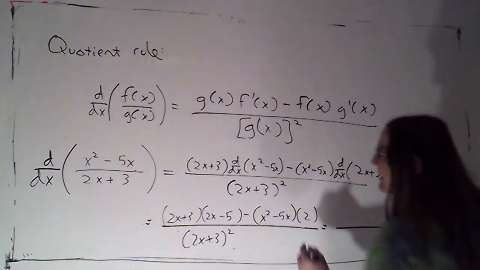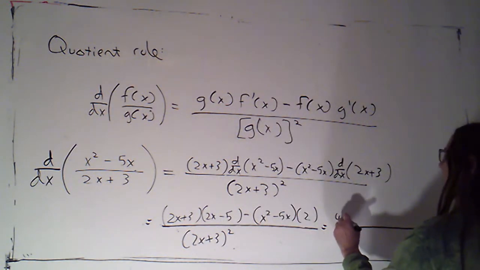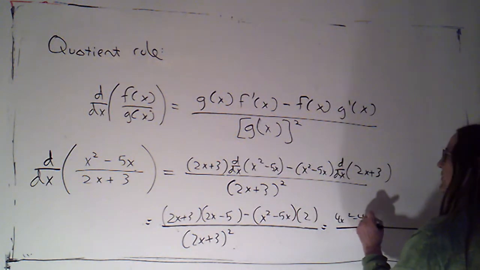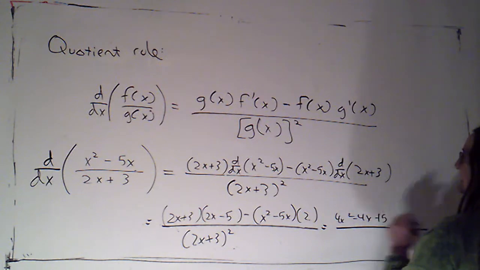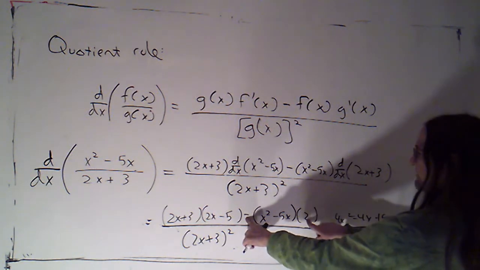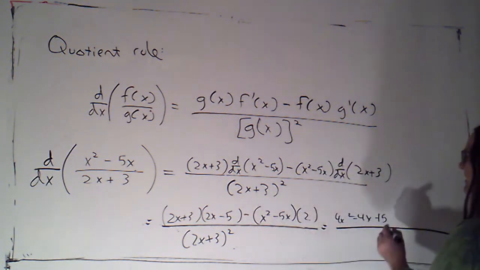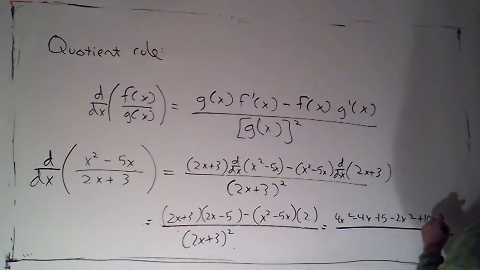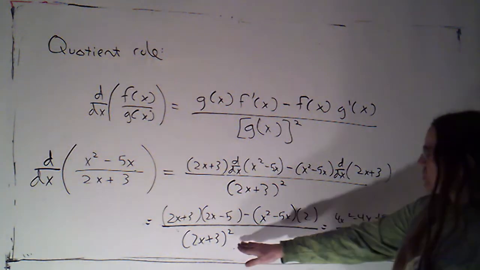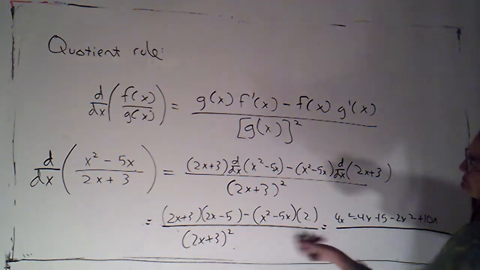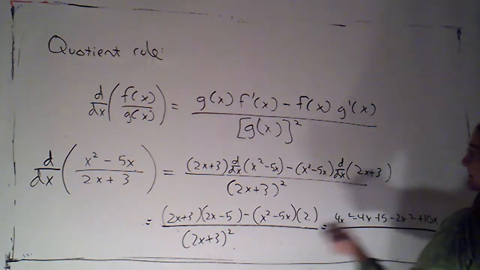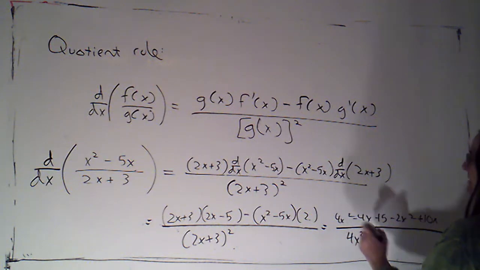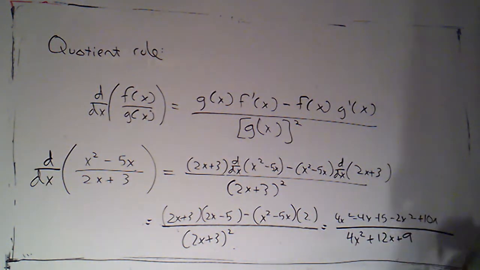If we do multiply this out, I'm foiling out the top, so that's going to become 4x squared minus 10x plus 6x is minus 4x, and then minus 15. And now I'm going to distribute the negative and the 2 at the same time. So that's going to be minus 2x squared, and then plus 10x, all over 2x plus 3 squared. I'll often leave things that way, but if I wanted to actually FOIL that out, that's going to be 4x squared plus 12x plus 9.